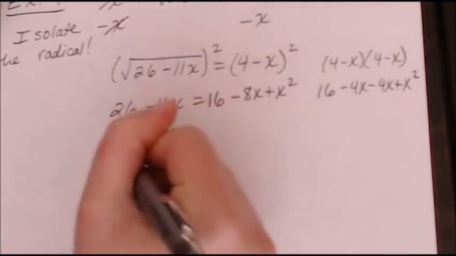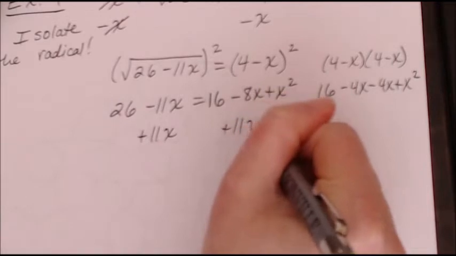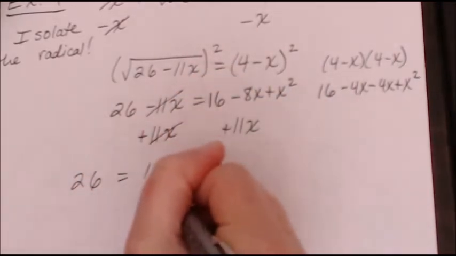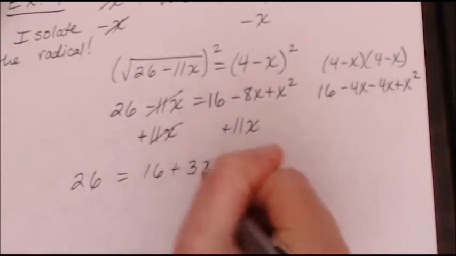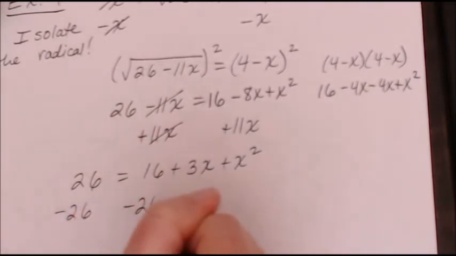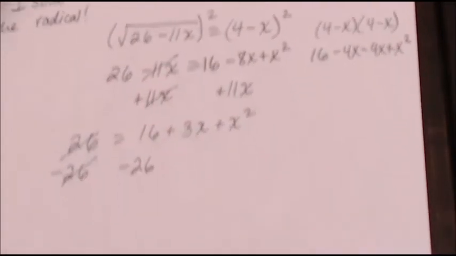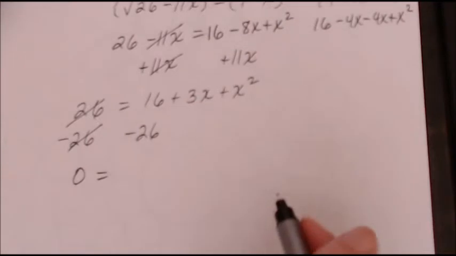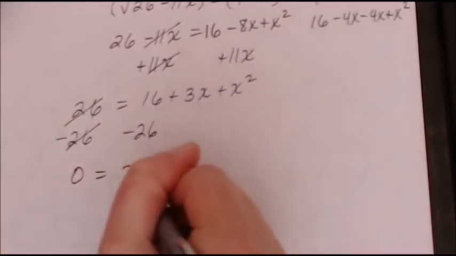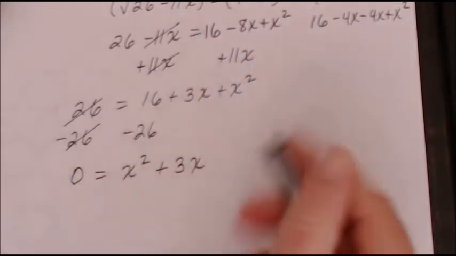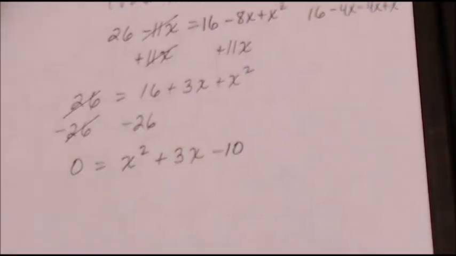So I'm going to add 11x to both sides. So I have 26, those are gone, equals 16 plus 3x plus x squared, and then I'm going to subtract 26. So I have a 0 on the left side equals, now I'm going to rewrite this in descending order so it looks like what I'm familiar with, so I can see if it factors. So I have x squared plus 3x, and then 16 and negative 26, of course, is negative 10.